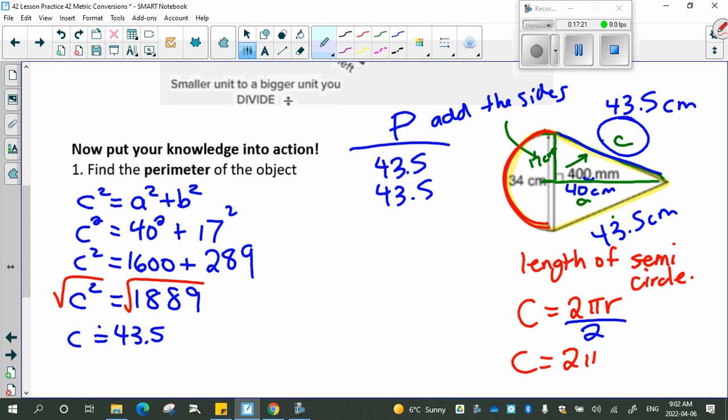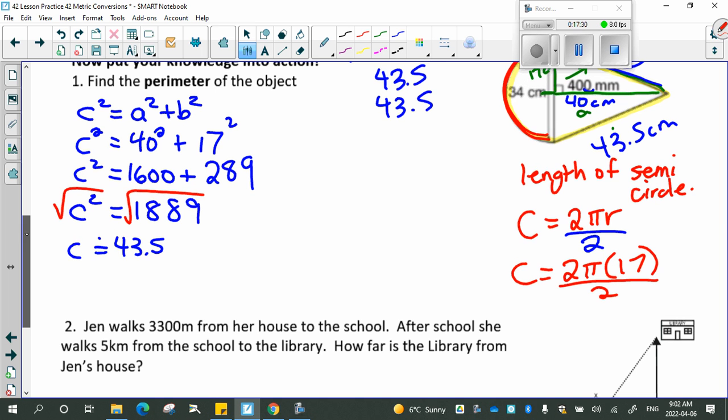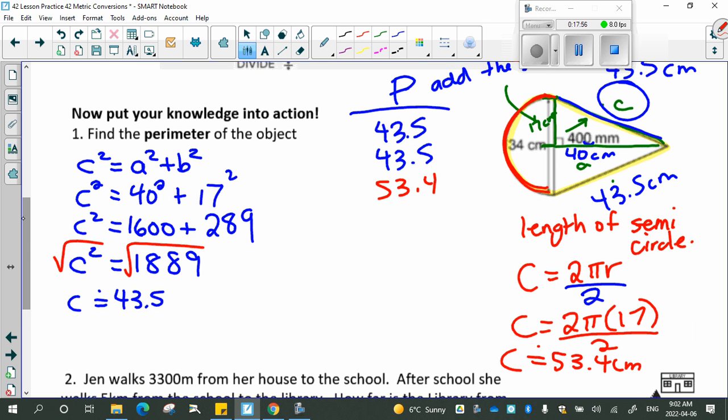So that's going to be 2 times pi. We figured out our radius was 17 divided by 2. And that's going to be, once we figure that out, the third number we're going to put there. So 2 times pi times 17 divided by 2, 53.4. So there's our third one. And now we've got to add them up. And that's going to be our perimeter, all in centimeters.